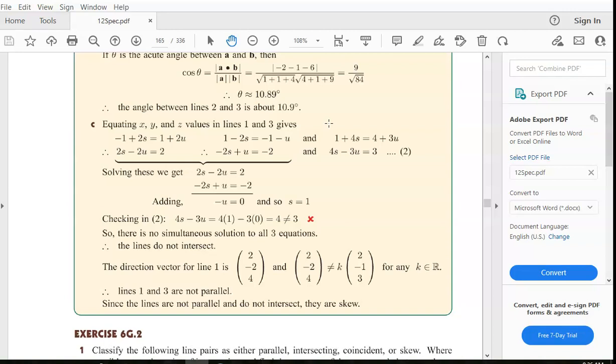And for part C, when it's asking whether lines 1 and 2 intersect or are skew, you do exactly the same process, but obviously when you are solving, it just won't work. You'll get a value for u and s, and when you sub it into z, it doesn't work, so they're skew. That's why it's essential to sub into your z component. Does that seem okay?